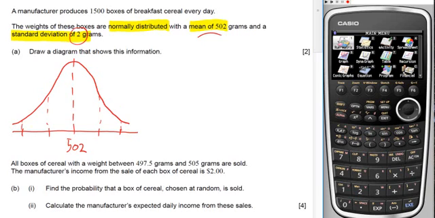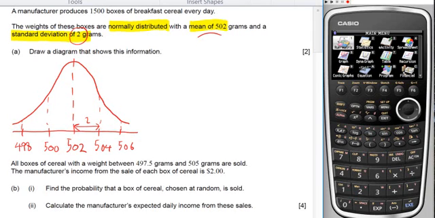What does that mean? Okay, well, one standard deviation would take us up to 504. That's a gap of 2. That's a standard deviation. So if I go up by 4, that's 2 standard deviations. And that's got most of the distribution covered. And so this would be 500, and this would be 498. That's too much information for 2 marks, so let's make it a little easier on you.